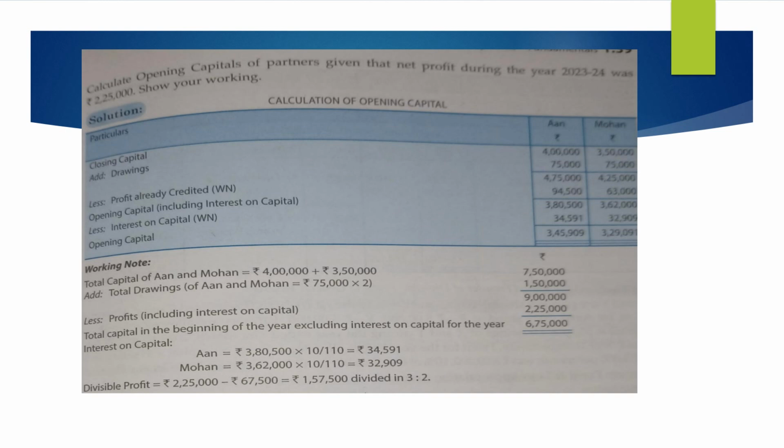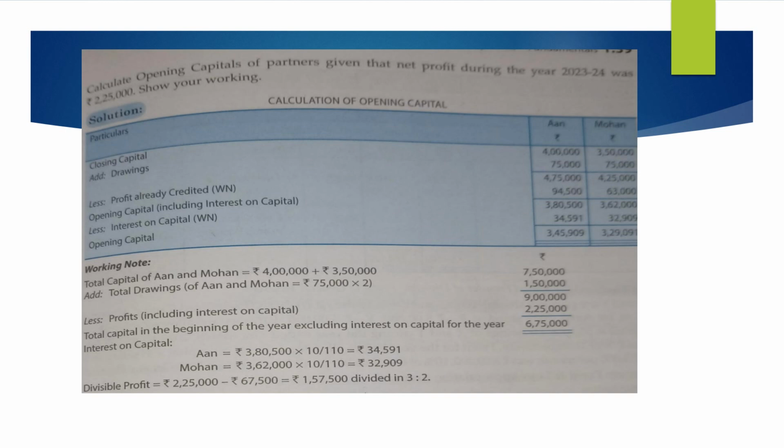Now let us calculate the interest on capital first. No, we don't need to calculate the interest on capital. We will first calculate the profit sharing. Only from that will we be able to reduce the closing capital, and then we will be able to find the interest on capital. First, the total closing capital was 7,50,000. That is 4 lakhs and 3,50,000 added together.